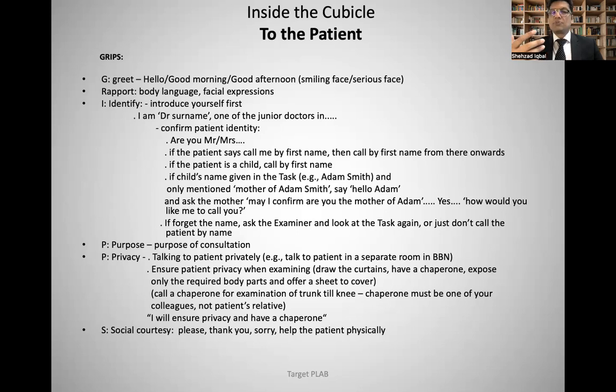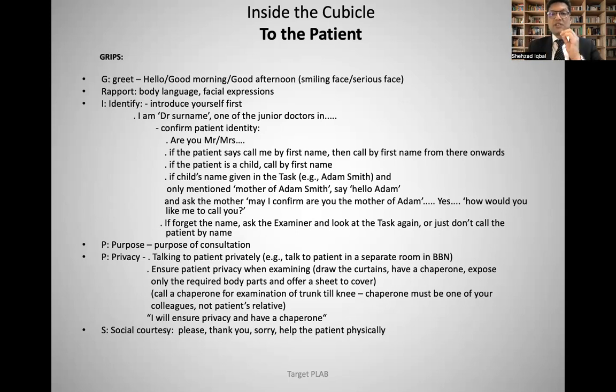So you know the purpose of the consultation. You would summarize that. Mr. Smith, what I gather from my notes is that you were seen by my colleague GP 2 weeks ago because you were complaining of cough. And my colleague arranged some tests for you. And the reason I'm seeing you today is to discuss the results of those tests. Is that right? So, confirming the purpose of the consultation.